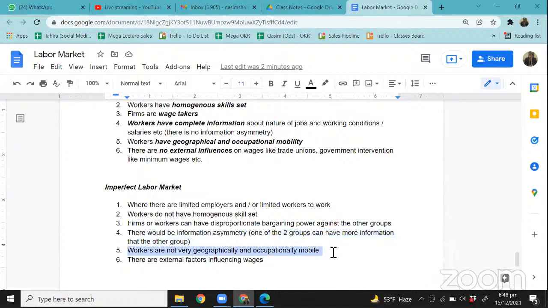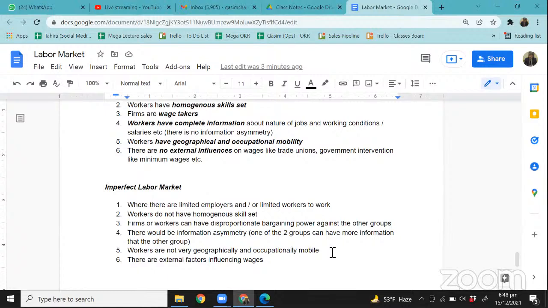Workers are not geographically and occupationally mobile. And we do see this happening in real life as well. People are not very comfortable working in other cities of a country because they find one city, which might be their hometown, more livable, with better living conditions compared to the other cities of the country. And international mobility is even more of a challenge, right? And similarly, occupational mobility is also difficult.